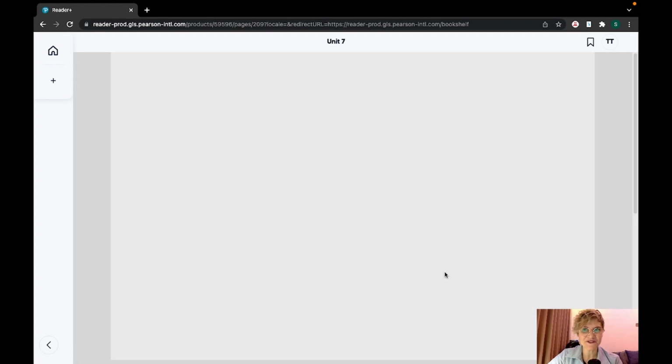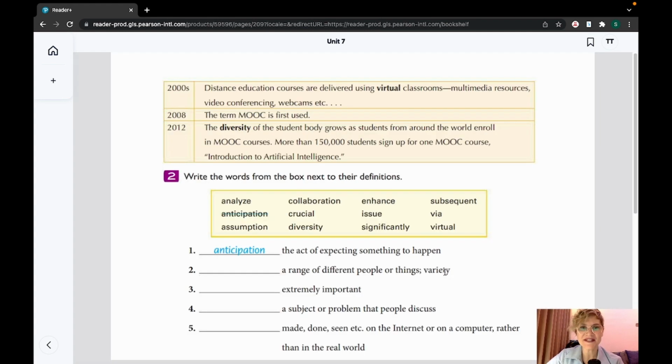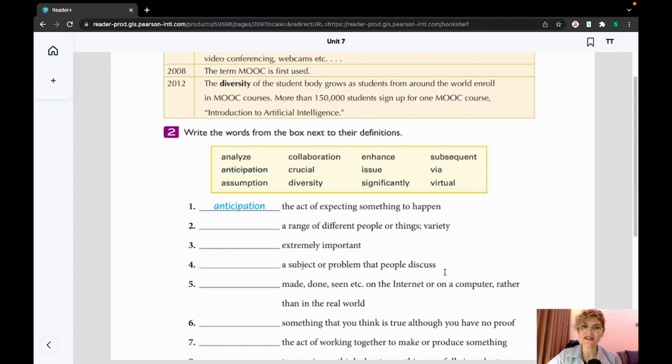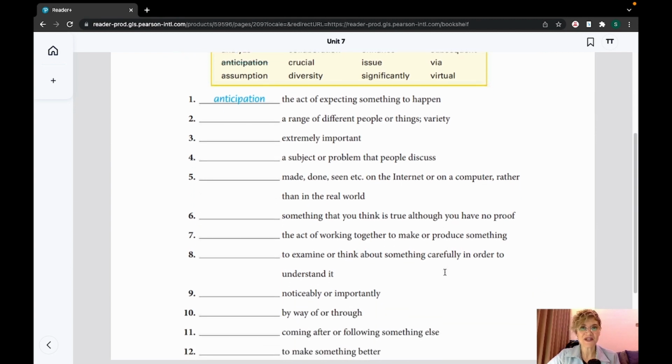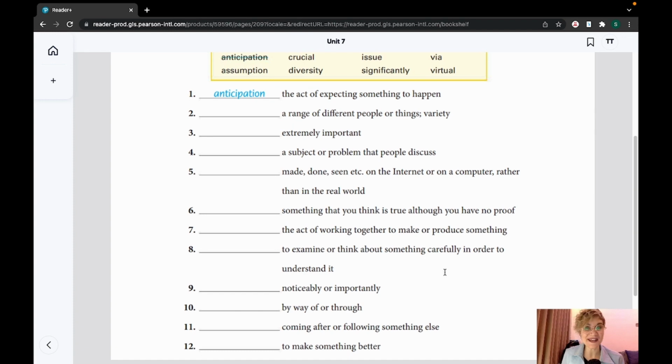I would like you to read this timeline to understand and see how the bold-faced words are used in context. And then write the words from the box next to the definitions to see the connection between the word and the definition. Okay, you can pause your video to do that. Go ahead.